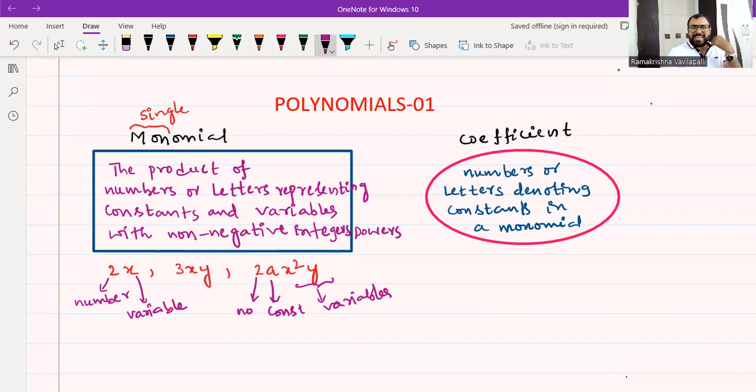You can create many monomials by yourself. Or I can write 2, 3, a, b, x power 4, y square, z cube. That is a monomial.